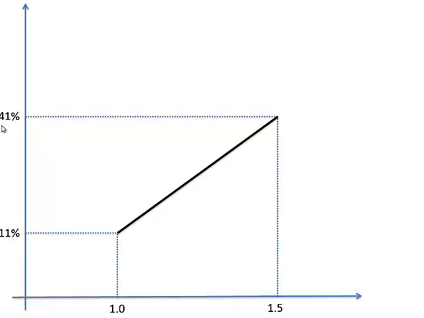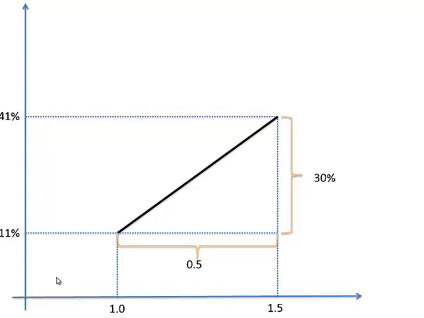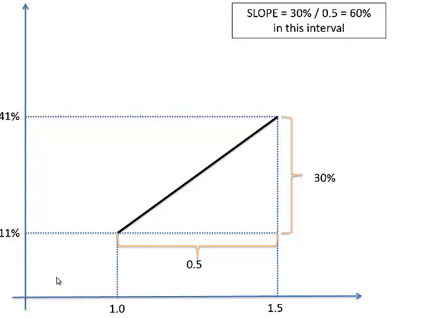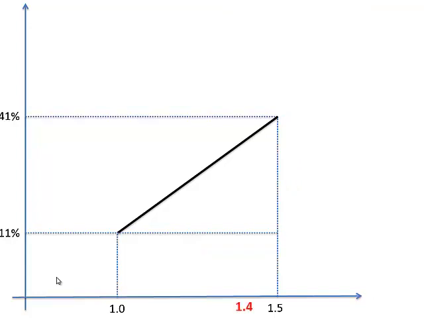What happens if the price ratio is 1.4? Now, we're going to assume that there is a linear change from 11% to 41% in this interval from 1 to 1.5, which means in 0.5 steps, when the price ratio changes by 0.5, the market share changes by 30%. So in a step of 0.5, I see an increase of 30%, which tells me that the slope of this line in this particular interval is 60%. Now we'll keep that information in mind, and now I want to figure out what happens at 1.4.